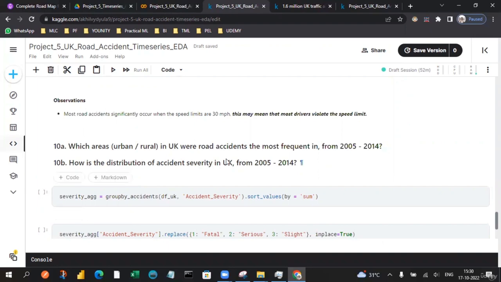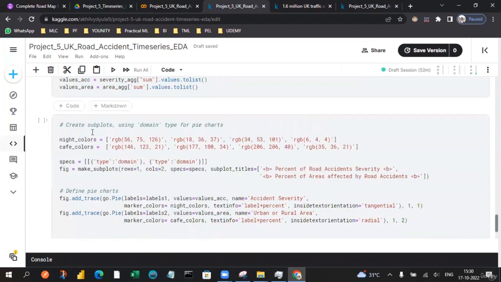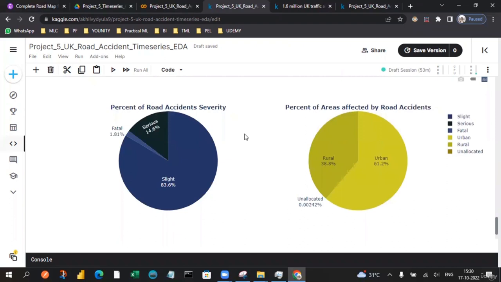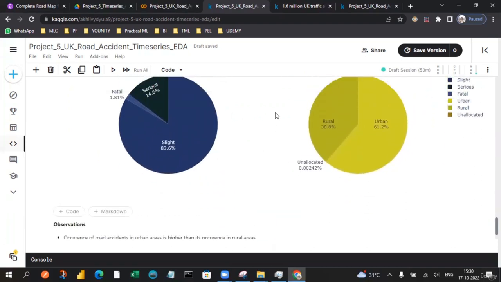So which area has road accidents more frequently, and what is the distribution for the severity? Let's plot the region-wise distribution so that we will be able to understand it with the pie plots. You can see the distribution is around 80 to 14 percent, so it does not include any 2-3 standard deviation in the percentage of these road accidents. The occurrences of urban accidents are very high when compared to rural accidents also. So most of the road accidents are of slight severity.